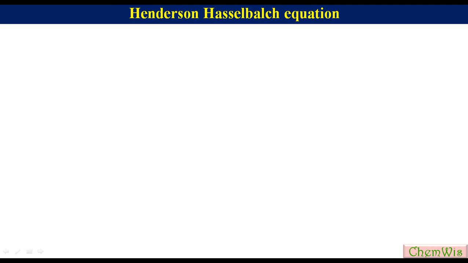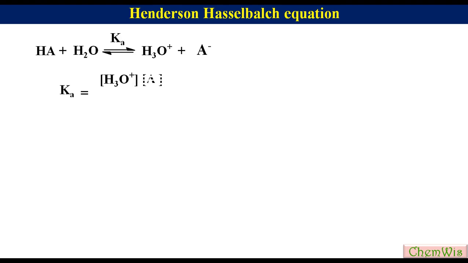Now we will derive Henderson-Hasselbalch equation. Let's first derive this equation for acidic buffer. Suppose the weak acid in the buffer is HA. In aqueous medium, it will dissociate to produce hydronium ion and conjugate base A. Ka is the dissociation constant for this acid. We can write Ka is equal to concentration of hydronium ion into concentration of conjugate base upon concentration of acid.